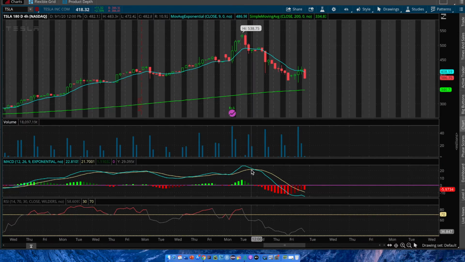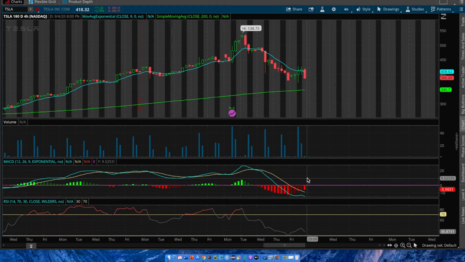As we can see right here, the MACD had a selling signal earlier this week. The selling signal was around the $480 price point, and as you can see, it is currently at $418. Now obviously there is after hours trading, but we're just going to be looking at the price of today during the trading hours. So one thing to look out for is that the MACD has not indicated a buying signal just yet.